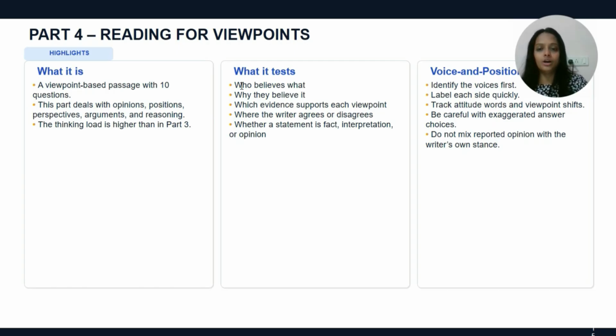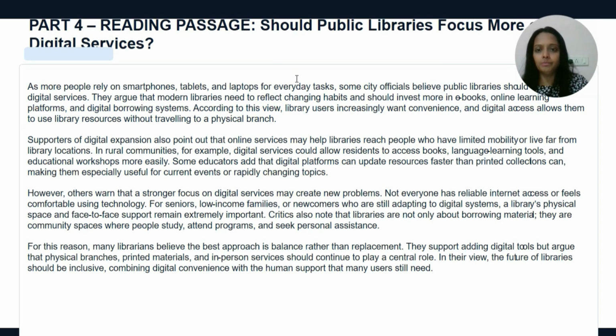Now let's move on to the example here. This is about digital services. Should public libraries focus more on digital services? Here you can see the viewpoints of different people. If you want, you can pause it and go through it. Then we can go back to the questions.